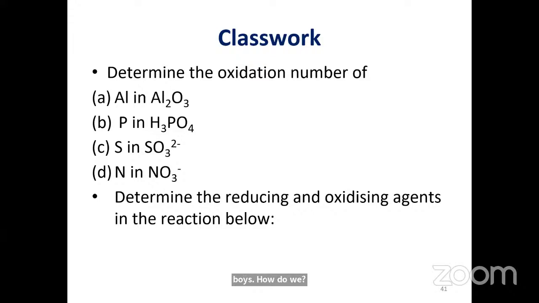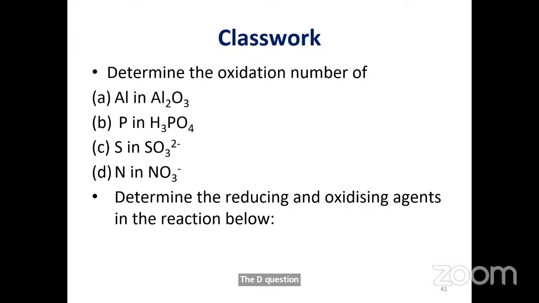Sulfur, if you assume it is X, and then oxygen is -2. -2 multiplied by 3, that is -6. So X minus 6 equals the total charge. X minus 6 equals -2. So if you take -6 to the other side, X becomes -2 plus 6. That is +4. And then nitrogen, which is the last, the D question.